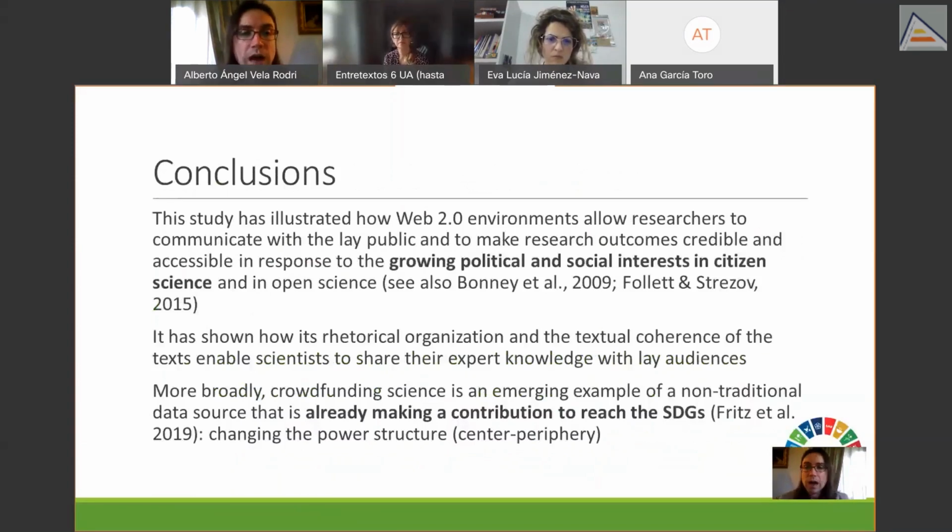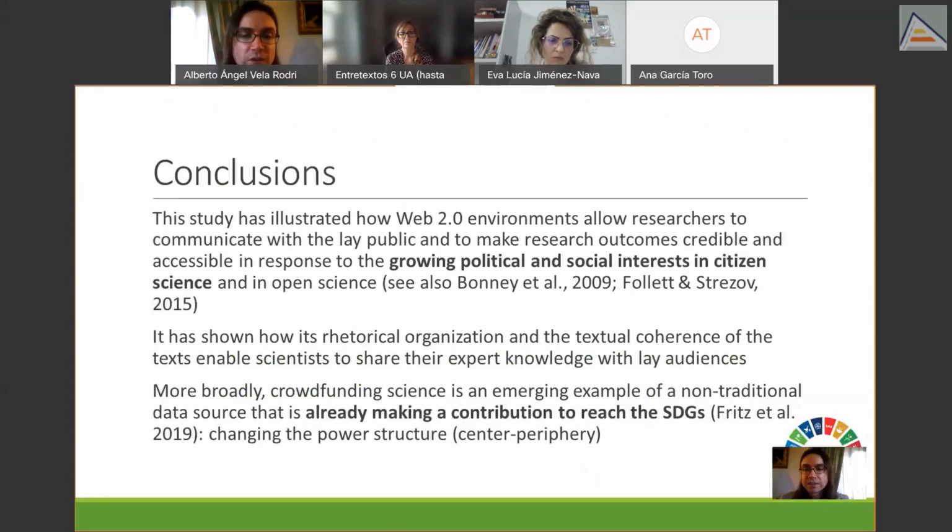Well, just to conclude, I'd like to say that this study has illustrated how Web 2.0 environments allow researchers to communicate with the lay public and internet audiences, also within the growing political and social interest there is today in citizen science and in open science. It has also shown how the rhetorical organization and the textual coherence of the texts enable scientists to share their expert knowledge with lay audiences.